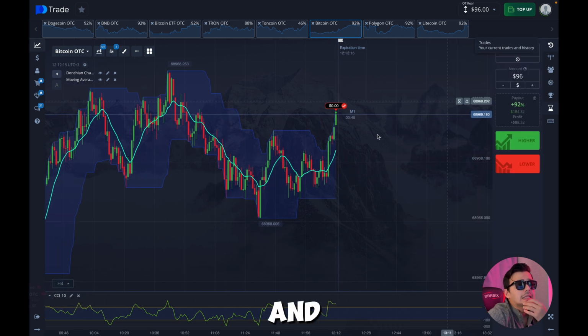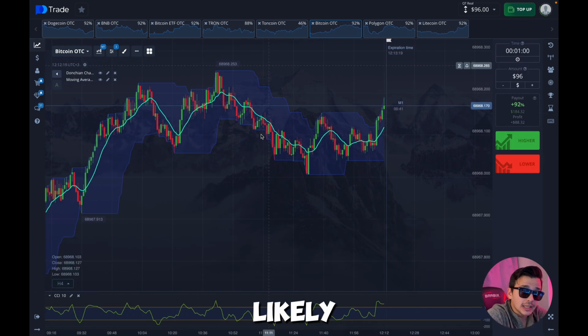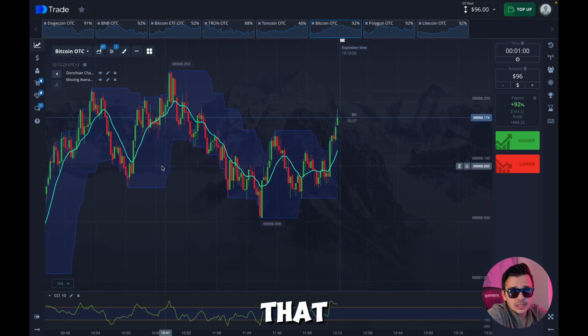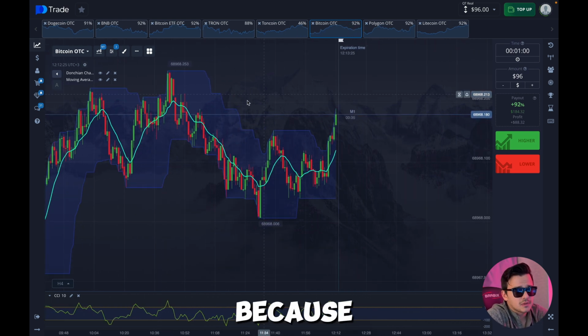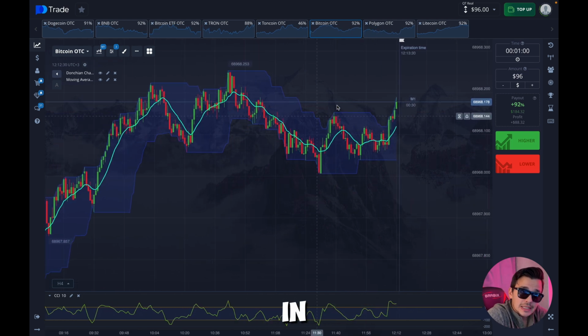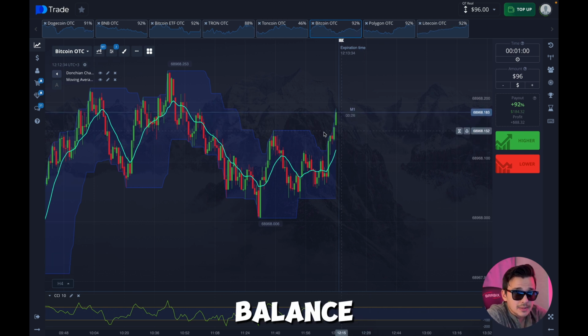Ooh. And I close the trade in minus. But as I said earlier, we're likely to be dominated by upward volume again. It's not a big deal that it's closed in minus because of that. I understood the dynamics of the direction in the coming time. Let's open the next trade for the maximum balance amount.